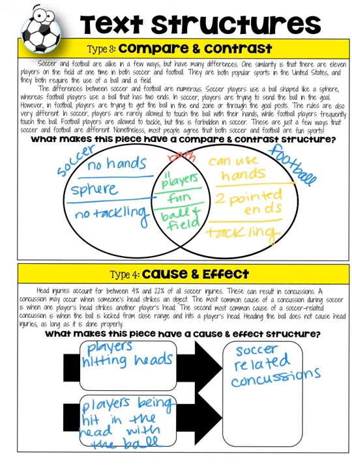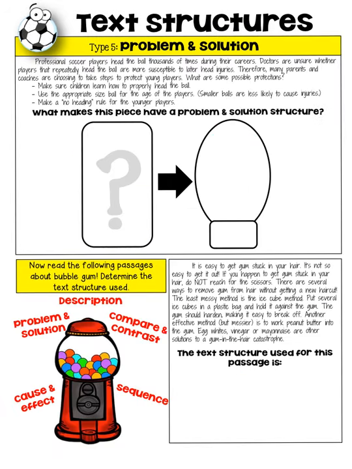So because players sometimes hit heads or get hit in the head with the ball, there are soccer-related concussions. Or soccer-related concussions occur because players hit heads and get hit in the head with the ball. The last text structure we're going to look at before we start practicing is problem and solution. Problem and solution texts present an issue and some ways to solve that issue.